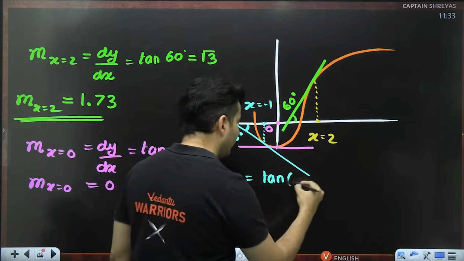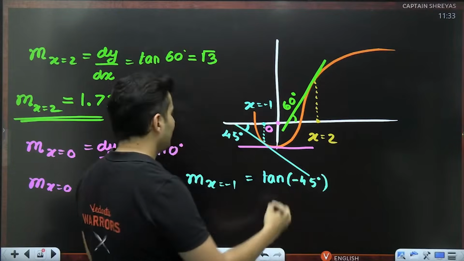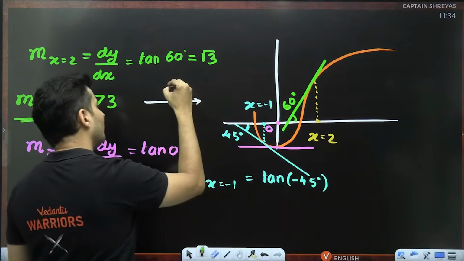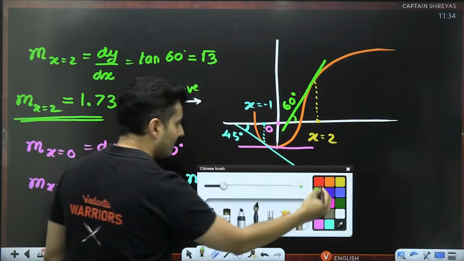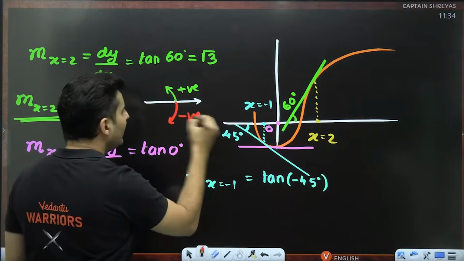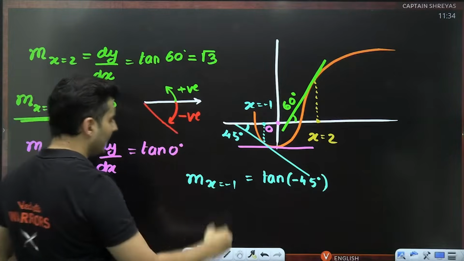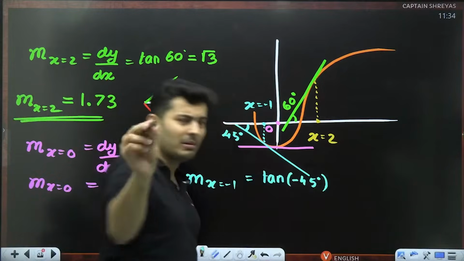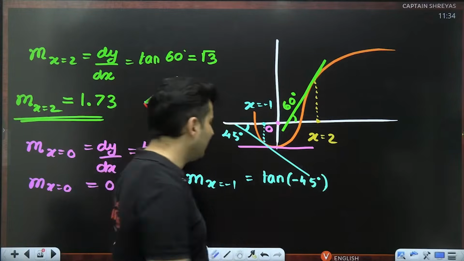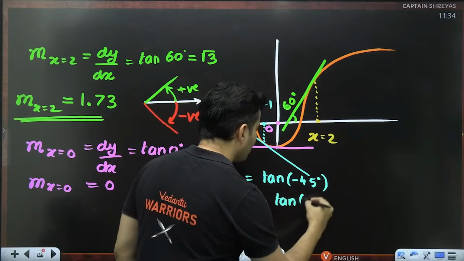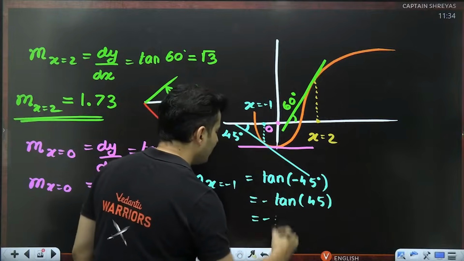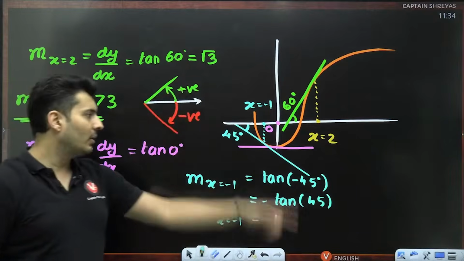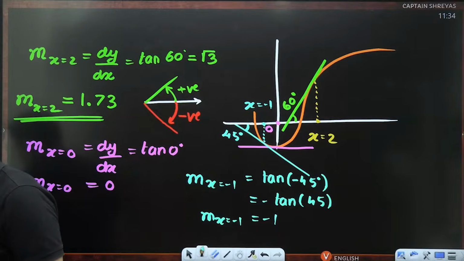Actually speaking, it is tan of -45 degrees, because understand this concept. If I'm taking this as the horizontal, all the angles which I go up here will be positive, whereas all the angles which I go down over here will be negative. So actually it is -45. But do you remember that rule? Tan of minus theta is minus tan theta. So it is basically tan of 45 with a negative sign, which is -1. Hence the slope at x is equal to -1 came out as -1. That's how it is.